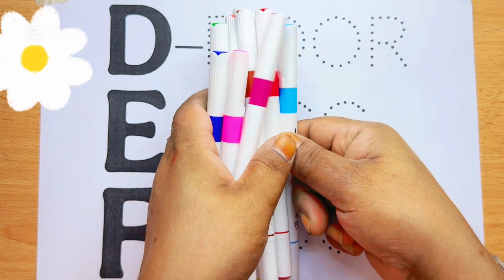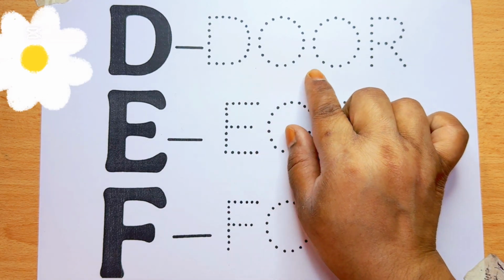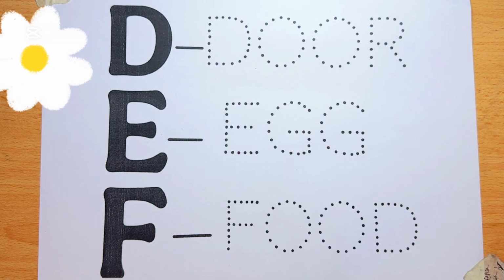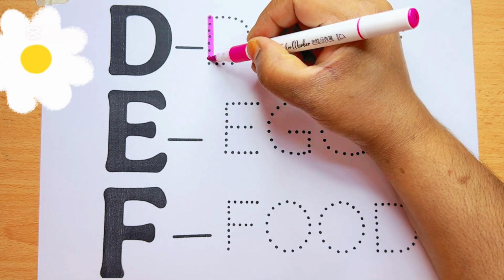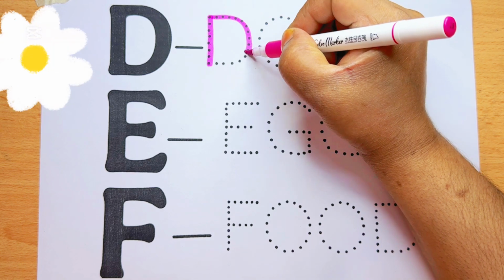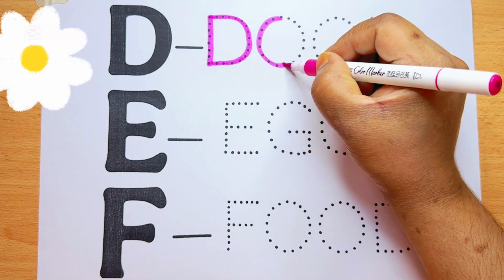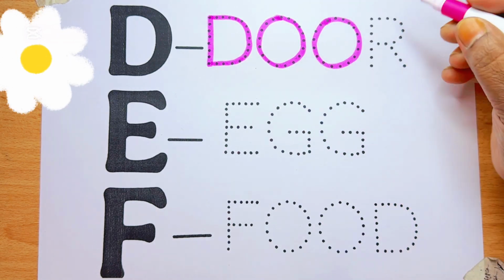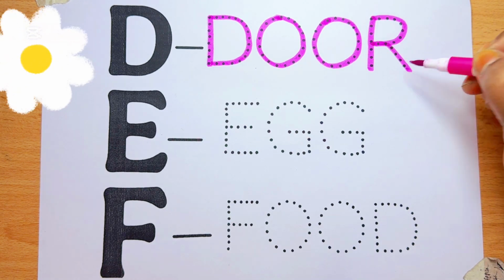Now we are going to learn the alphabet's capital letters and the words. D, D for door. D for door. D, O, O, R, door. D for door.